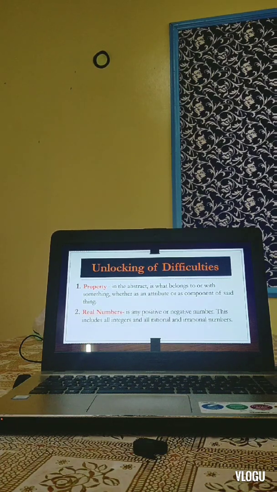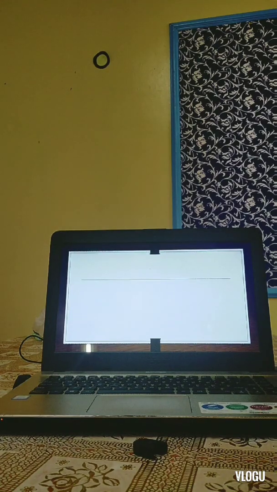Next one is real numbers. Real numbers are any positive or negative numbers. This includes all integers, rationals and irrational numbers. Let's start with the first property of real numbers.